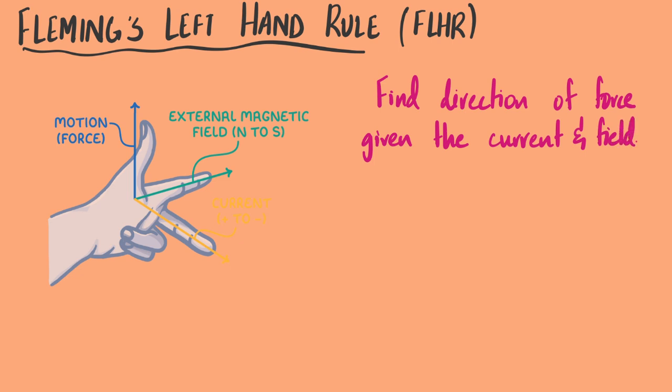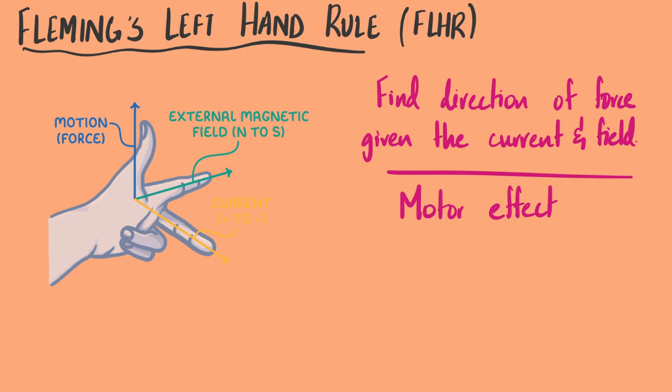Alright, so if you have to find the direction of the force given the current and the field, that's when you use Fleming's left-hand rule. This is also called the motor effect because this is basically what is used in the DC motor as well. So what you do, and I want all of you to do this with me, is position your left hand as shown.